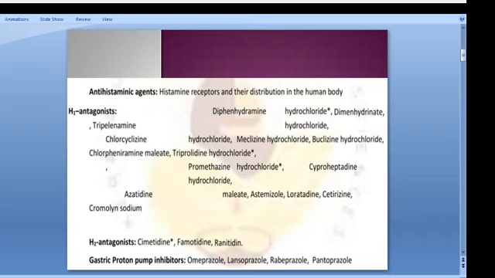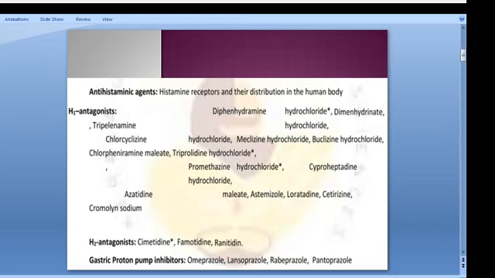triprolidine and chlorcyclizine, meclizine, buclizine and chlorpheniramine maleate, promethazine and cyproheptadine, azatadine, astemizole, loratadine, and cetirizine, cromolyn sodium. So these all are the H1 antagonists. You have to keep it in mind always. H1 antagonists we always use as anti-allergic, anti-rhinitis or anti-emetic drugs.